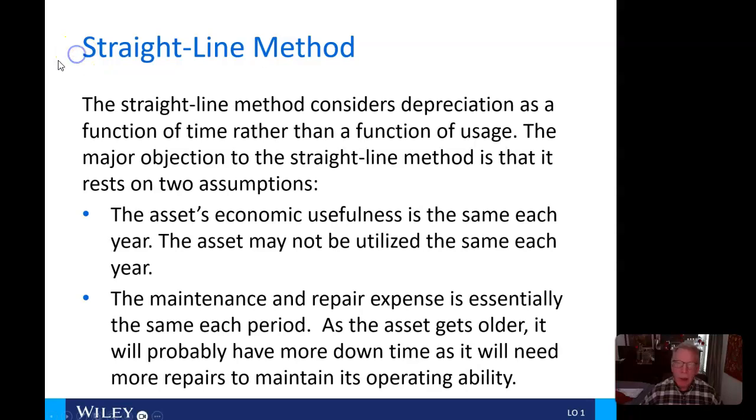Next method is the straight line method, the one you're probably the most familiar with from your previous courses. The straight line method considers depreciation as a function of time rather than a function of usage. The major objection to straight line method is that it rests on two assumptions. The first one is the asset's economic usefulness is the same each year. The asset may not be utilized the same each year. And number two, the maintenance and repairs expense is essentially the same each year. And as that asset gets older, it will probably have more downtime as it will need more repairs to maintain its operating ability.